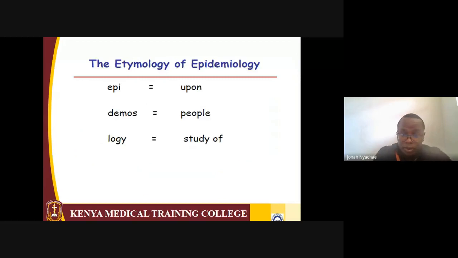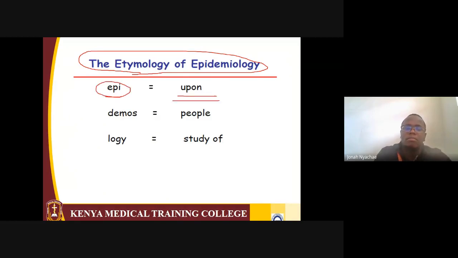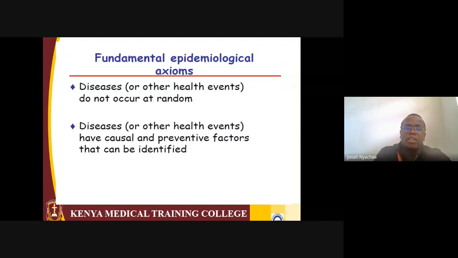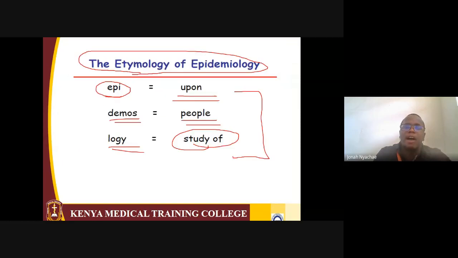So maybe we can talk about the etymology of epidemiology, basically breaking it down to see what that means. Epi means upon. Demos means people. Logy means the study. So when we combine all this etymology, we can have a very good definition of what epidemiology is.